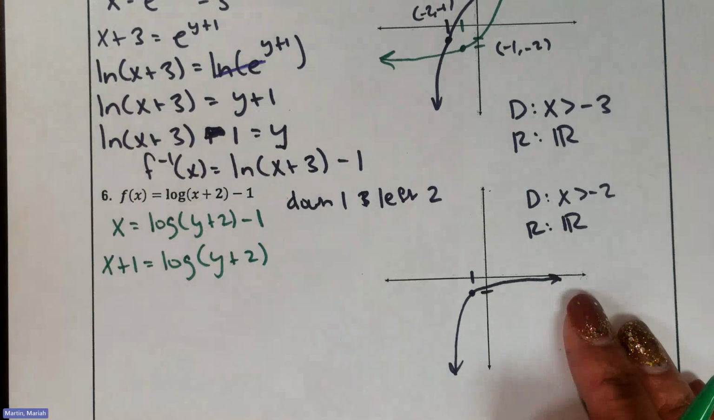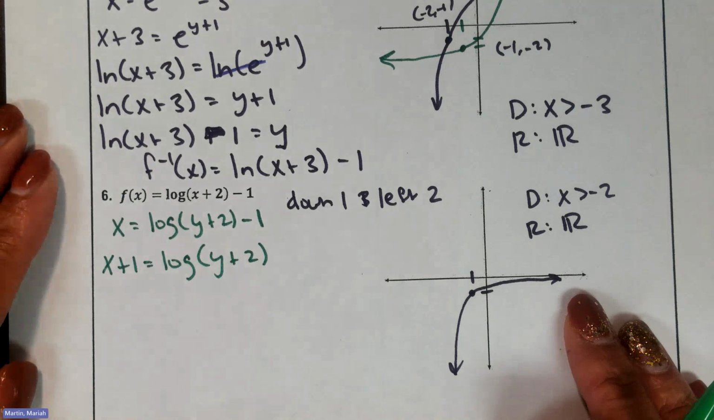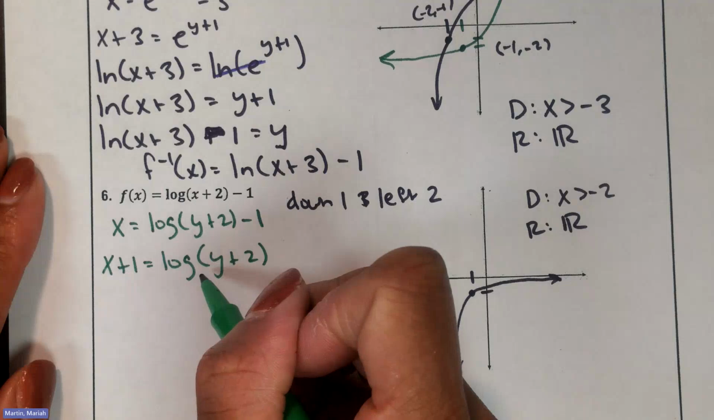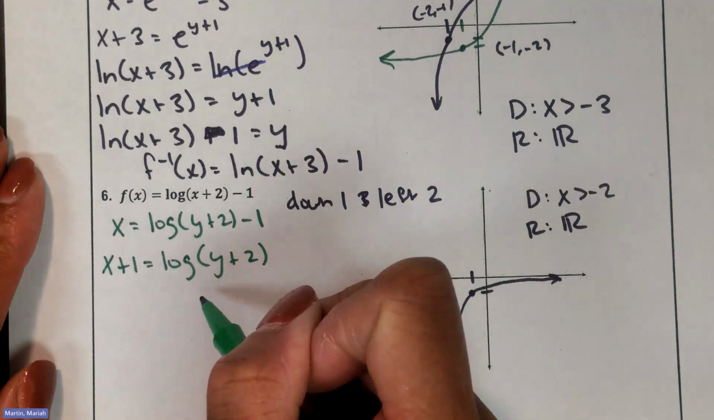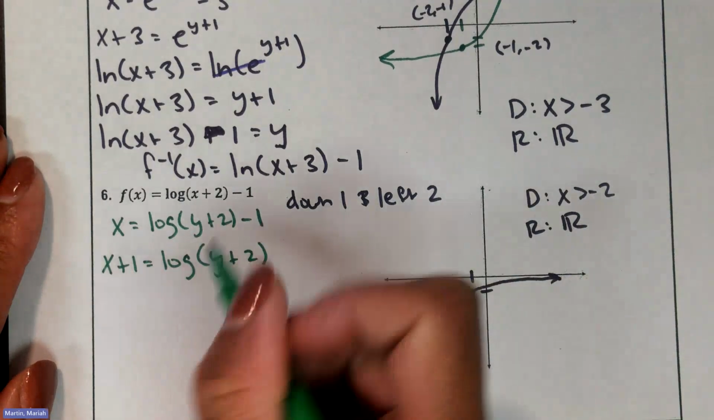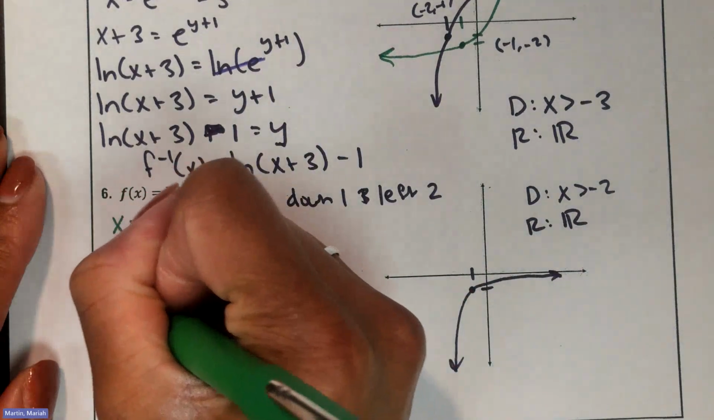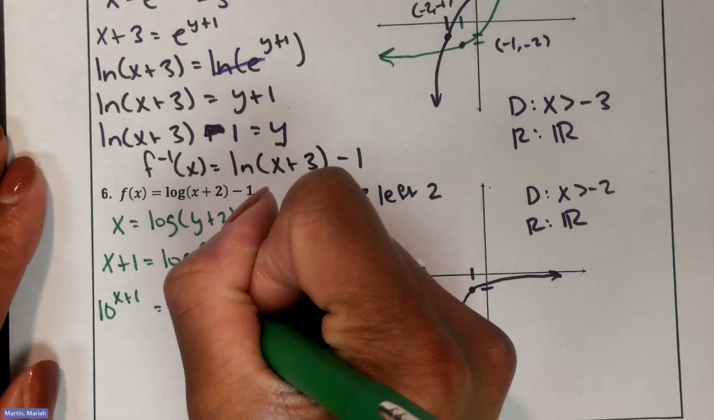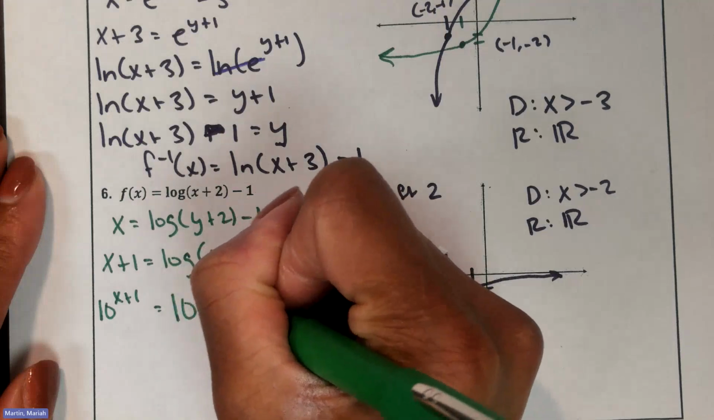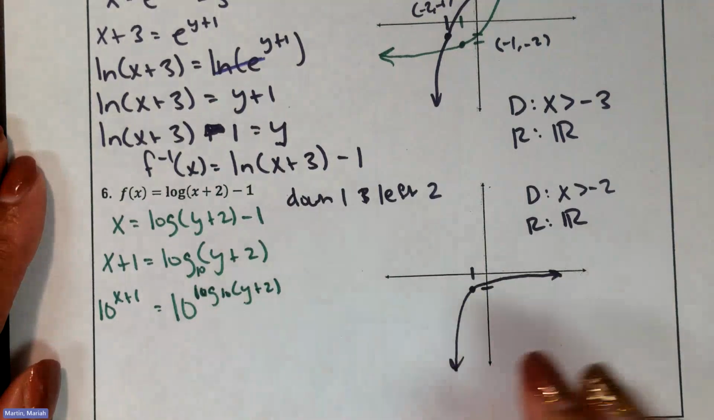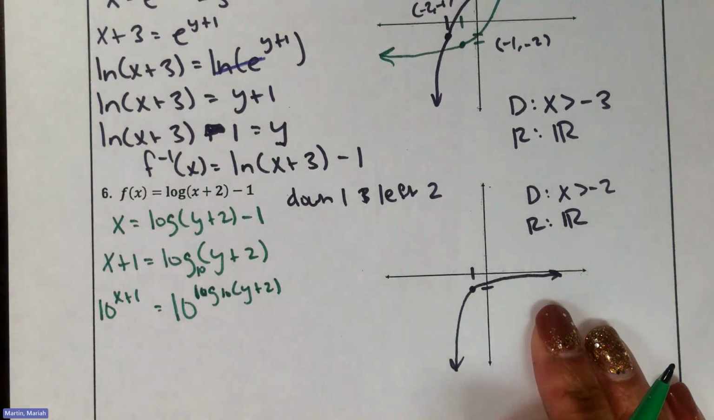I guess you could rewrite, you can do that as well. Or you can take the inverse of both sides and they will cancel out. So remember, if we're going to rewrite, which might help better for this, we're going to take the inverse. The inverse with this base of 10 is 10 to a power. So we're going to do 10 to the x + 1 equals 10 to the log base 10 of y + 2. So log base 10 of y + 2, the entire thing is an exponent.